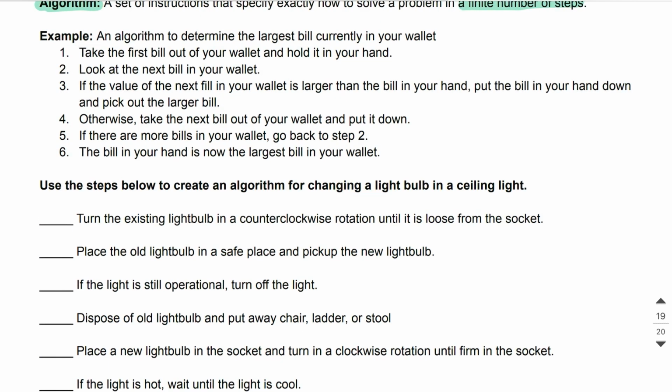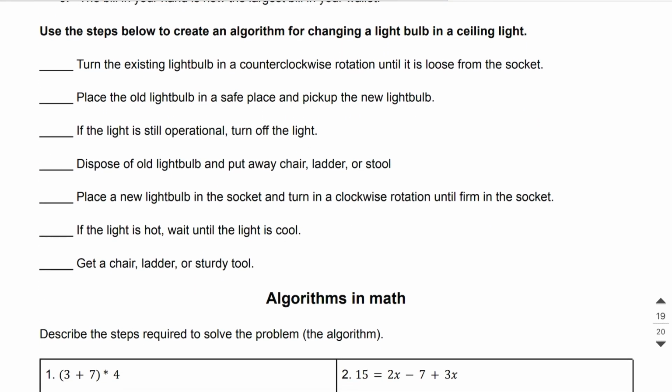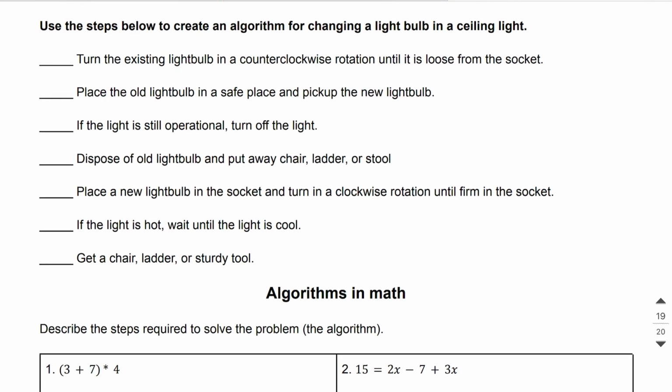If you notice right here, this is a list of steps that you need to do in order to achieve a certain goal. It says to use the steps below to create an algorithm for changing a light bulb in a ceiling light. So it's really important that we do everything in the right order. Go ahead and read through what's written here, and see if you can figure out how to put this in the proper order. Again, pause, try this yourself, see how you do, and then from there, check to see if you agree with me.